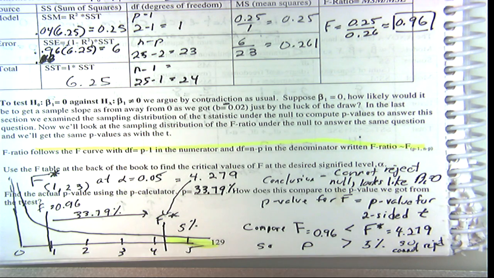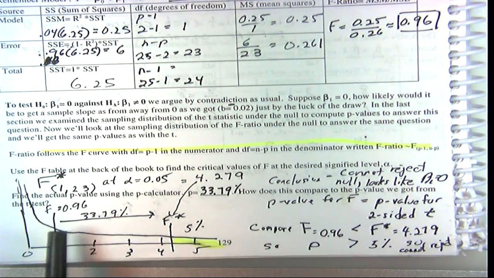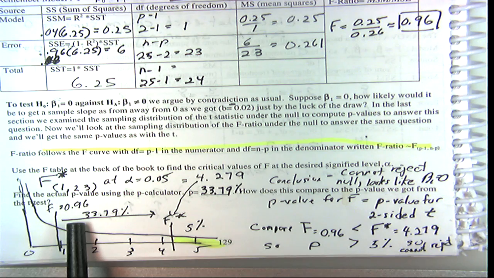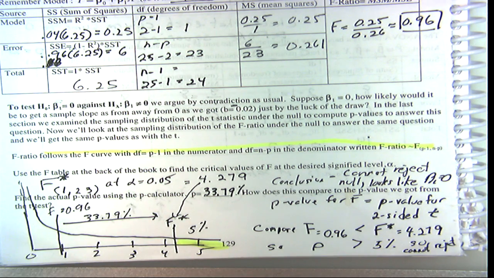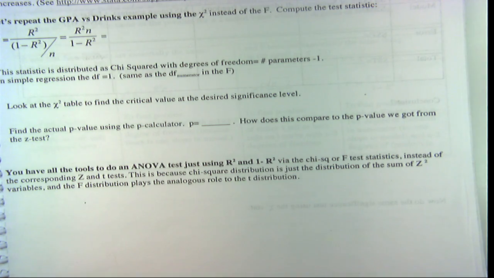Does that make sense? Because the null says there's nothing going on, and we'd expect to get about here when there's nothing going on. So is that enough? Do you want me to? You'll understand it better when we turn the next page, because we're going to draw it. All right.